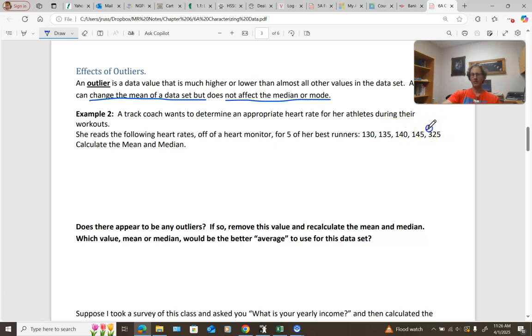My guess would be that the 325 is probably an outlier. Okay? And it is, guys. In fact, it's probably an error. You cannot even have a heart rate that's that high. It's physically impossible for your heart to beat that fast. So probably that was just a recording error or an error in the heart monitor. But what we're going to do is calculate the mean and the median.